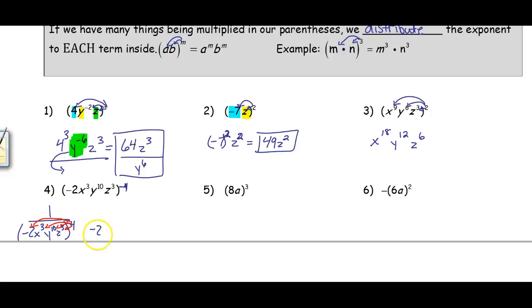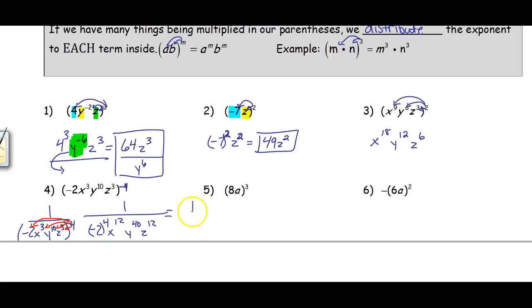So you have negative 2 raised to the 4th. You have x, 3 times 4 is 12. Y, 10 times 4 is 40. And z, 3 times 4 is 12. All over 1. So let's go ahead and answer that.